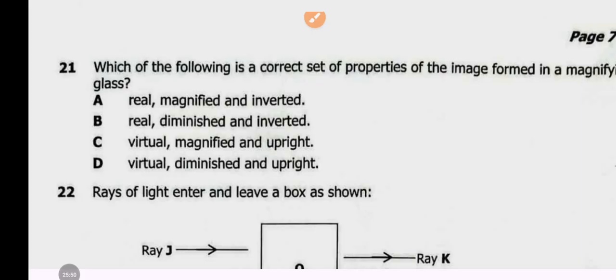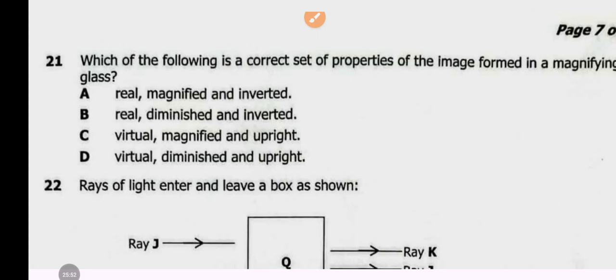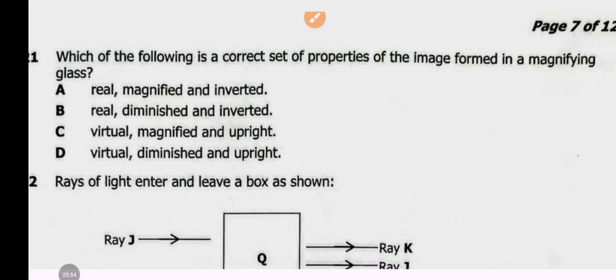Right, question 21. Which of the following is a correct set of properties of the image formed in a magnifying glass? Right, for the image characteristics of a magnifying glass, there are three: the image is virtual, it is upright, or rather it is erect, and the image is diminished. And the option that seems to have this is option 3, which is virtual, diminished, and upright.